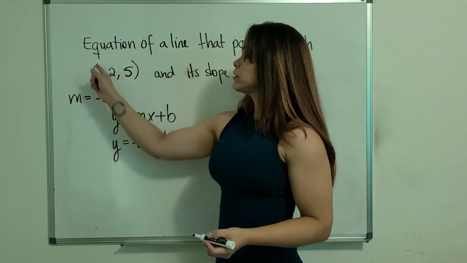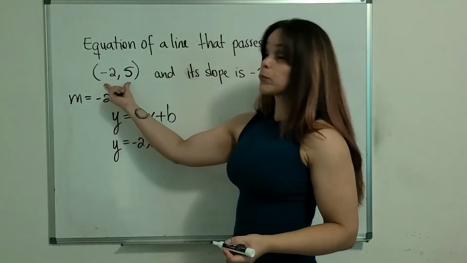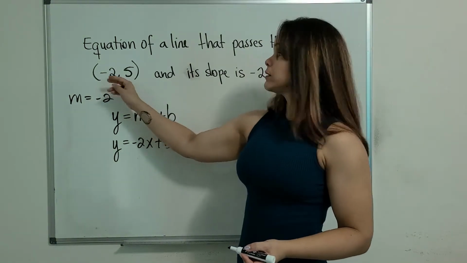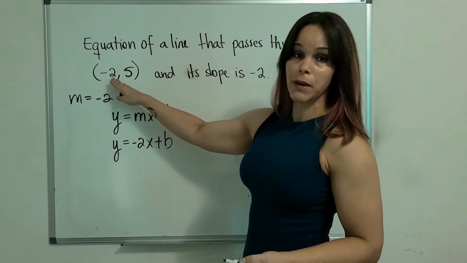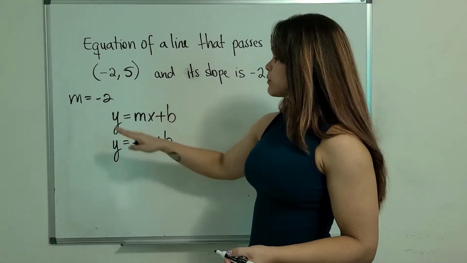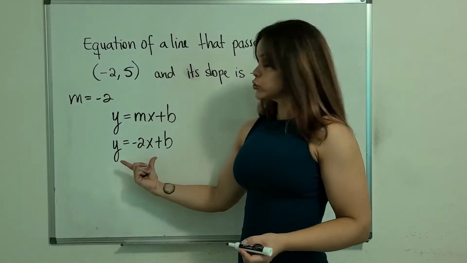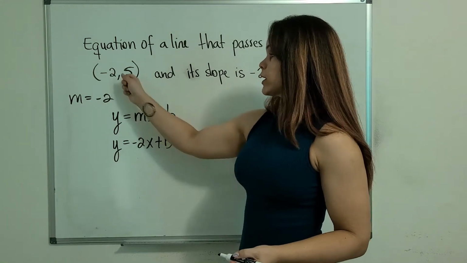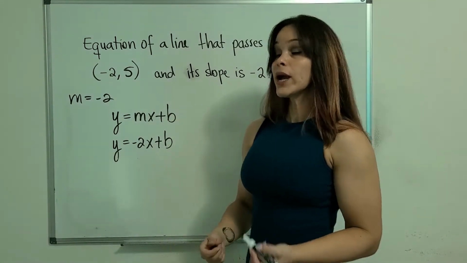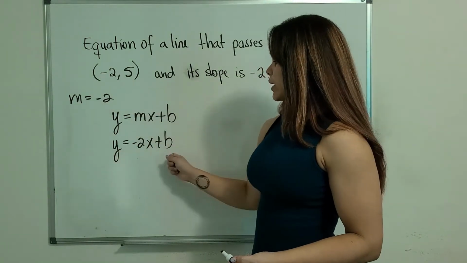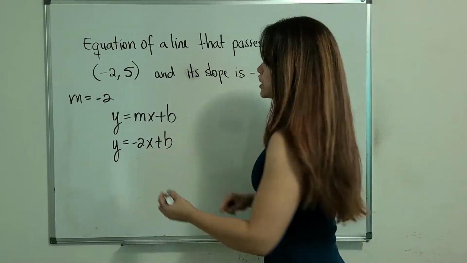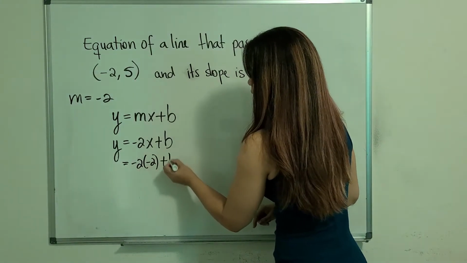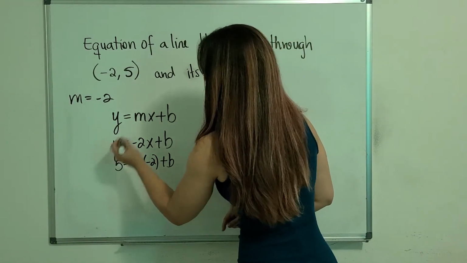The other information that we're given here is a point, and the point has an x-coordinate and a y-coordinate. This is a point where the line is passing through. So these are values that are going to make this equation true. This can represent the x of this equation and the y of this equation. So we can go ahead and replace them so that we can solve for b. So x here, I'm going to write -2, and instead of y, I'm going to write 5.